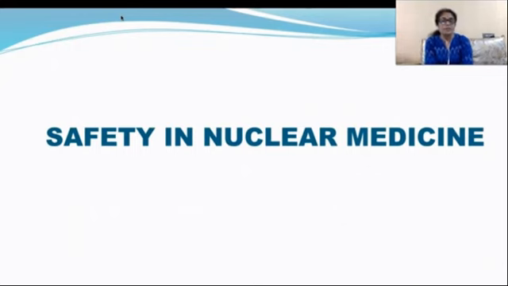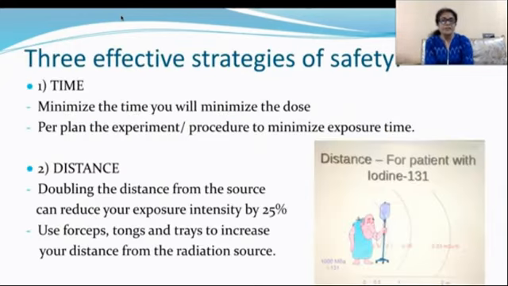Now, what are the safety procedures which we should take in nuclear medicine? 3 effective stages of safety. Time: minimize the time and you will minimize the dose. Plan the experiment and procedure to minimize the exposure time. Distance: doubling the distance from the source can reduce the exposure intensity by 25%.